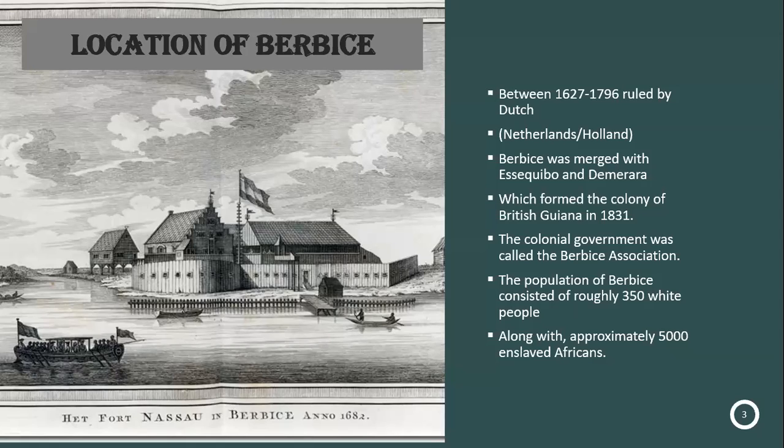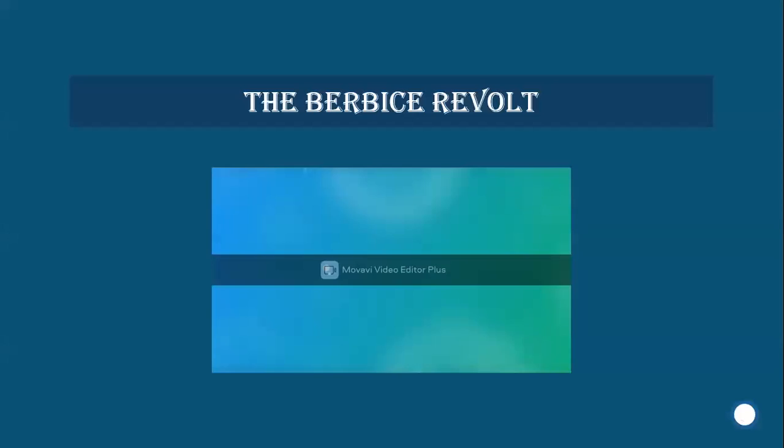The colonial government was called the Berbice Association, and the population consisted of roughly 350 Caucasians and approximately 5,000 enslaved Africans. Now we'll have a small video on the Berbice Revolt, the causes of the Berbice Revolt.